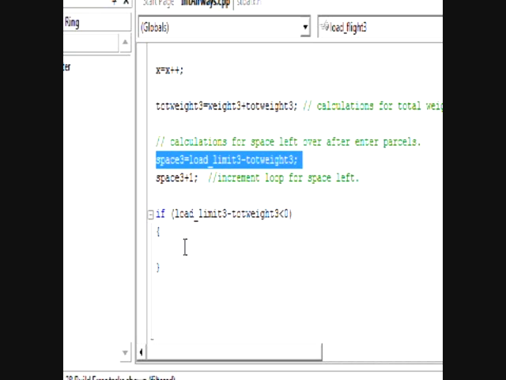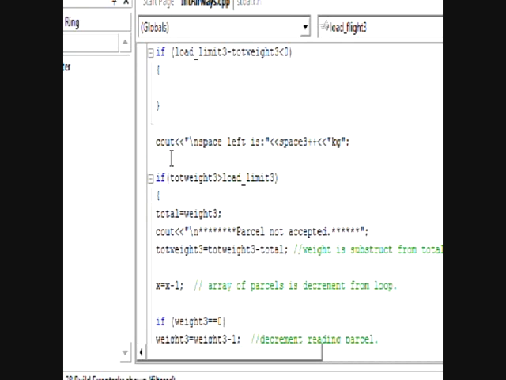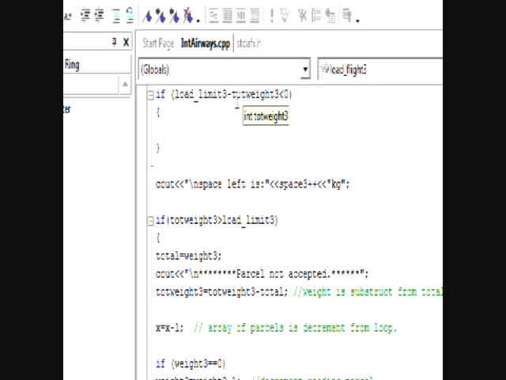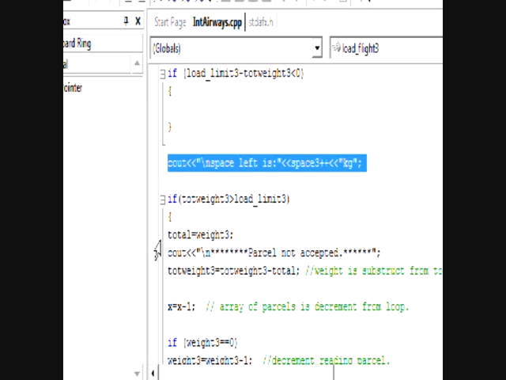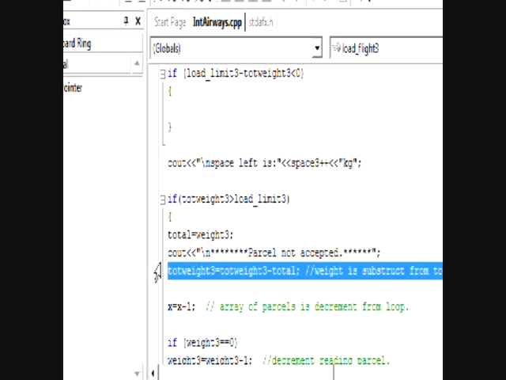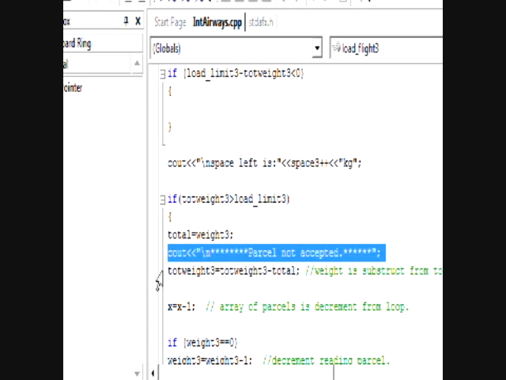So then we do a check. We say load limit 3 take away total weight of all the parcels is less than 0, then we do the next one. We check it. If it's less than 0, then we display the space left over. If the total weight rate is greater than the load limit of that flight, cout parcel is not accepted.